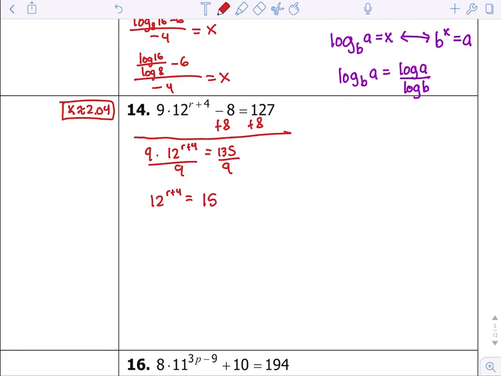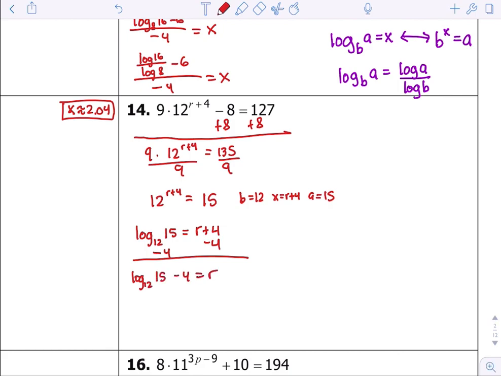b is going to equal 12, x is going to equal r plus 4, and a is going to equal 15. Plug these in. So then log base 12 of 15 is equal to r plus 4. Subtract 4 from both sides. Log base 12 of 15 minus 4 is equal to r.